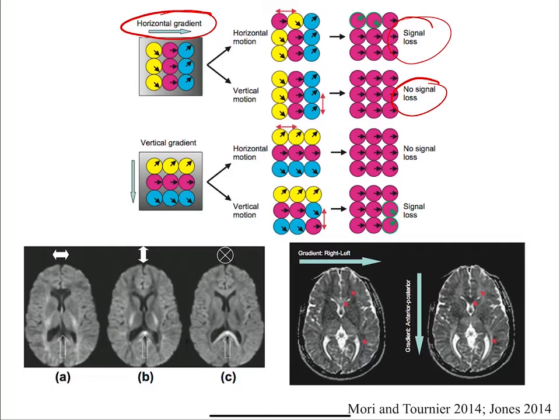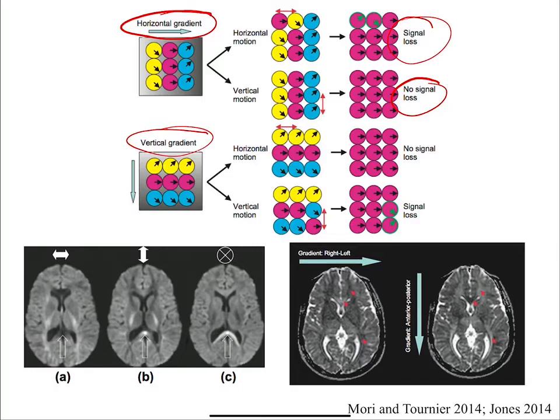Okay. If now we do a vertical gradient, then if there's motion in the x direction, there's not going to be, to first order, any signal loss. But if there's motion along the gradient direction, there will be signal loss. Because basically, if it's moving along this direction, it's sampling different fields, right? Whereas if it moves in this direction, it's not sampling different fields. Okay? So that's the basic idea.